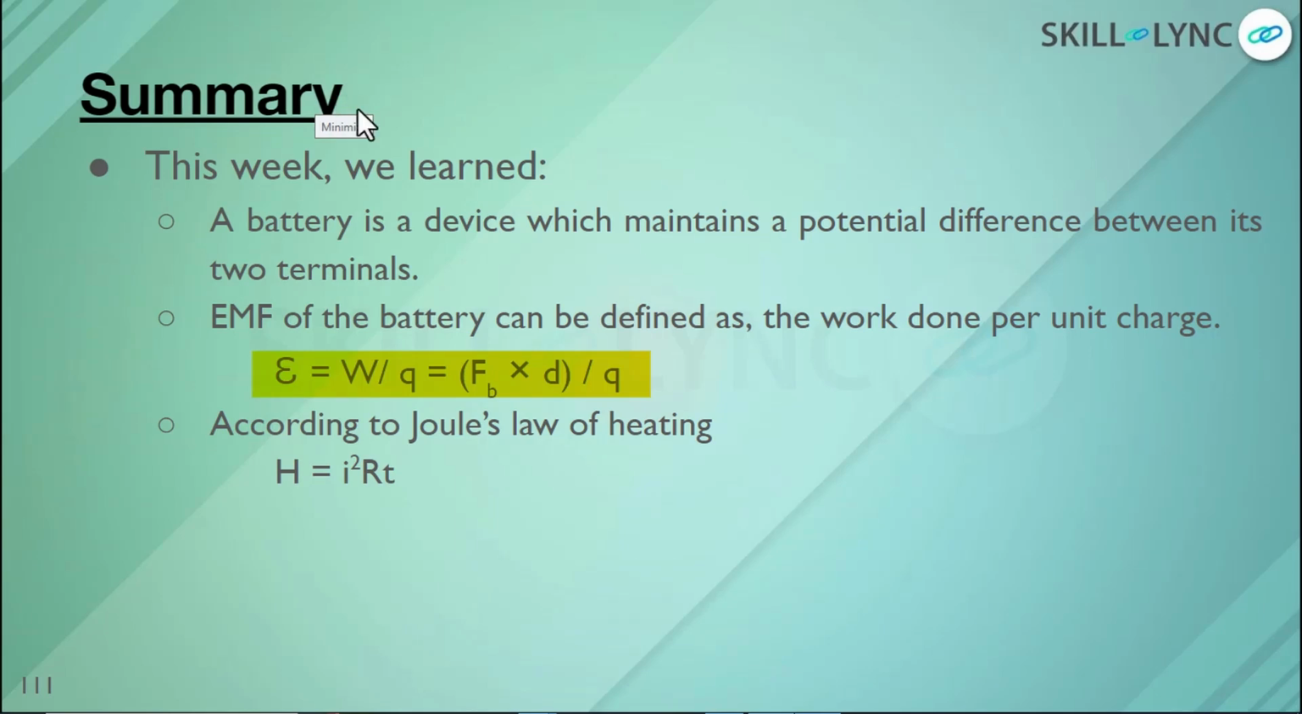Further, we got to know about Joule's law of heating as well. Joule's law of heating can be summarized by a single formula, H equals I square R t, where I is the current, R is the resistance, and t is the time. Further, we got to know about Faraday's law of electrolysis. The mass of a substance liberated at an electrode is proportional to the charge passing through the electrolyte. This was Faraday's law of electrolysis.